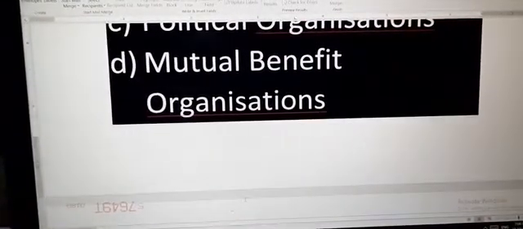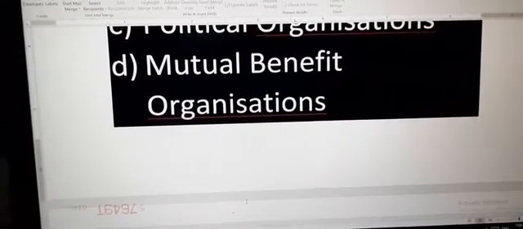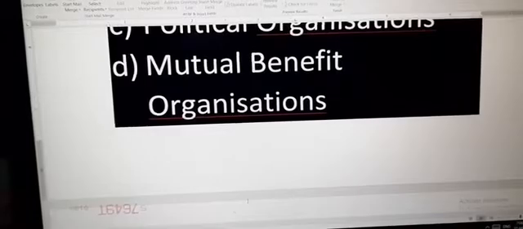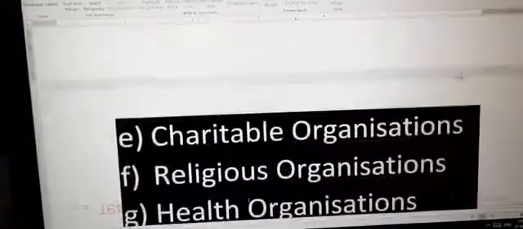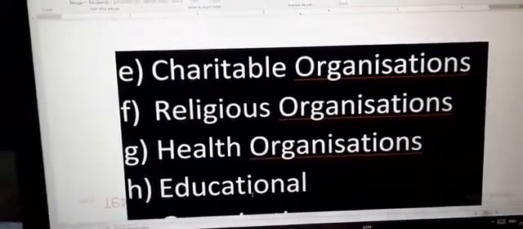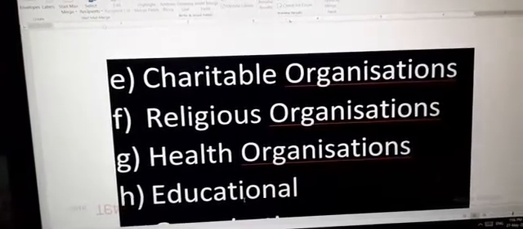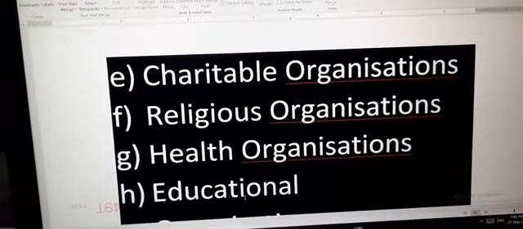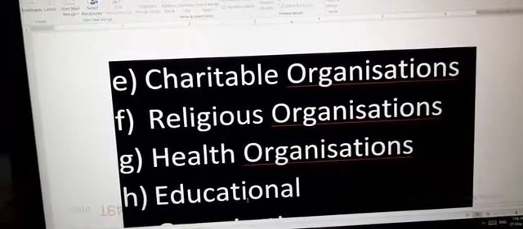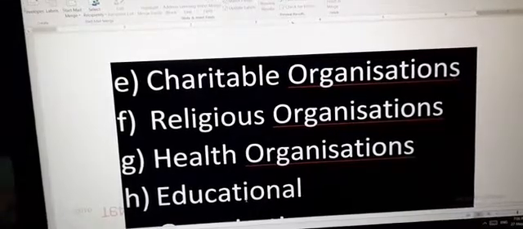Next, Mutual Benefit Organization. These organizations are formed for the benefit of their members and the public, just like clubs, trade unions, consumer associations, chambers of commerce, etc. Next is Charitable Organization. These organizations are formed to provide financial and other facilities in kind to the poor and needy people, and they run night shelters, organize blood donation camps, and help people during natural calamities. So this is the charitable organization which is formed to provide financial and other types of facility to the poor and needy people.